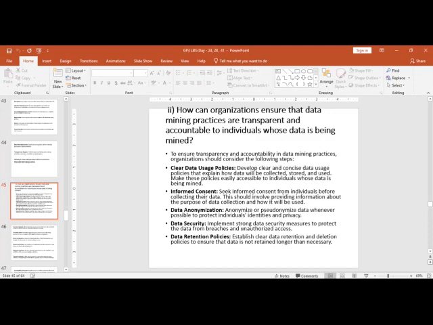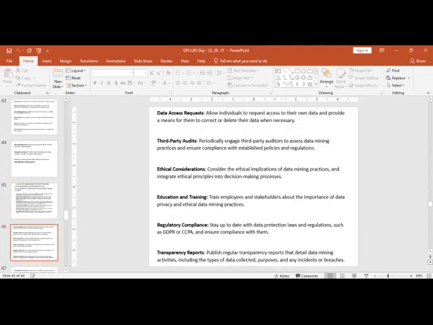Informed consent. Seek informed consent from individuals before collecting their data. This should involve providing information about the purpose of data collection and how it will be used. Data anonymizing. Anonymize or pseudonymize data whenever possible to protect individuals' identities and their privacy. Also ensure data security. Implement strong data security measures to protect the data from breaches and unauthorized access. Data retention policies. Establish clear data retention and deletion policies to ensure that data is not retained longer than necessary.